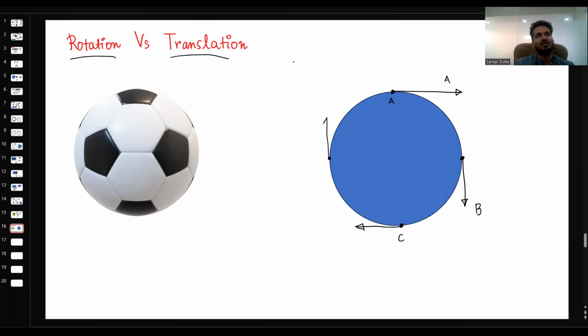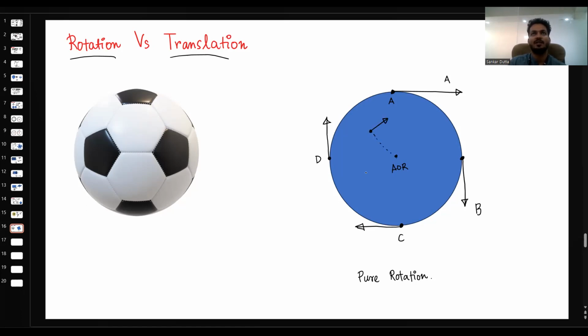Now, this is rotation. This phenomenon is known as pure rotation. So how do you define pure rotation? All the points on a body are rotating in a circular path about a certain point, and that point is the axis of rotation. So all these points are doing circular motion about this point. You can take a point here also, and this point is also doing a circular motion.